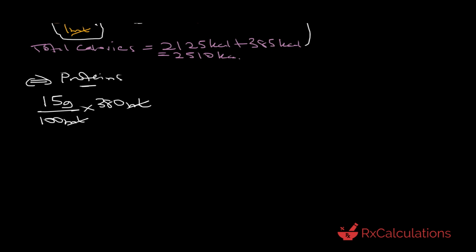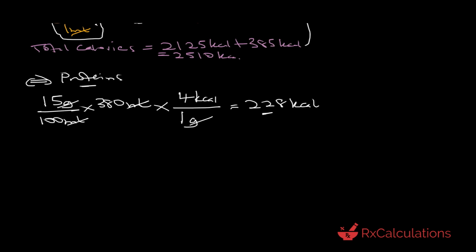But that does you no good until you convert it to calories. So for your calories, you're going to use that conversion factor we talked about. There are 4 kilocals in 1 gram. So the grams go away. So 57 times 4 gives us 228 kilocals. If everybody got that, I think my calculator is working. So this is the calories from the protein.